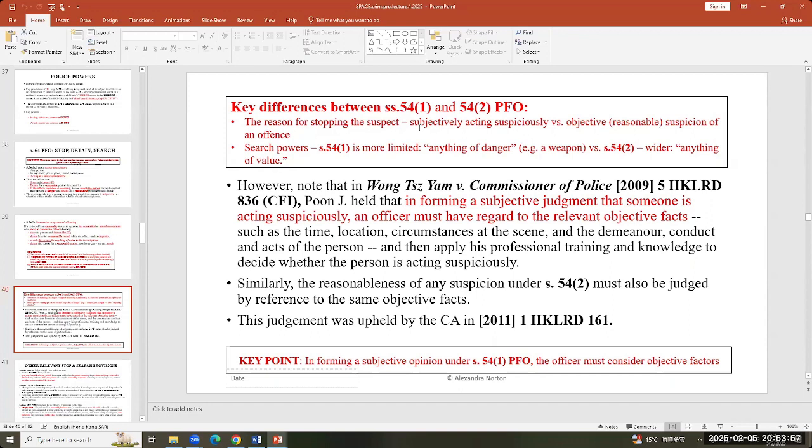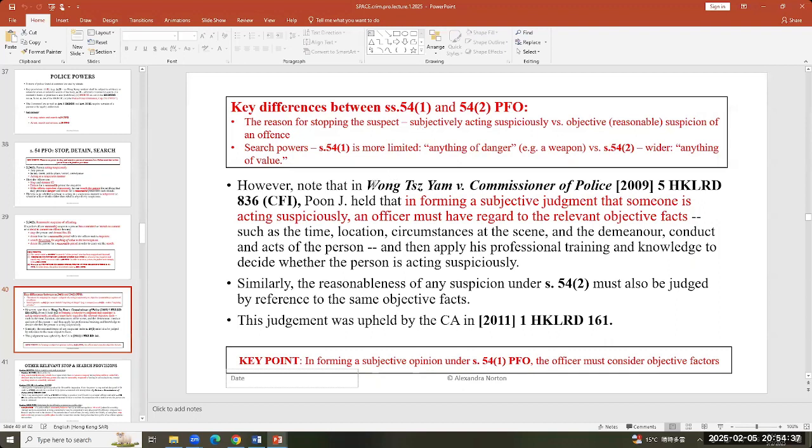The search powers under the two subsections are also different, because under subsection 1, the search power is much more limited. The officer can only search for anything that will present a danger to the officer. So with that, we're talking about large items, guns, choppers. But subsection 2 is wider: anything of value to the investigation. That could be opening up a cigarette box to look for drugs inside. It could be looking at a USB, small items, looking at something inside a wallet. That's of value to the investigation potentially.